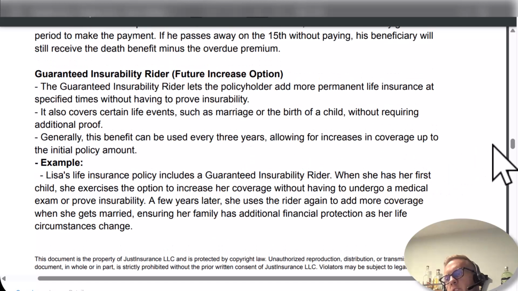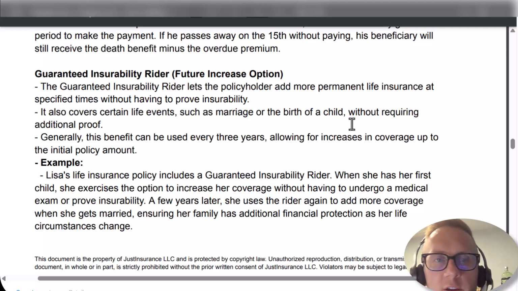All right, next is a rider here, guaranteed insurability rider, the future increase option. The guaranteed insurability rider lets the policyholder add more permanent life insurance at specified times without having to prove insurability. It also covers life events such as marriage or birth of a child without requiring additional proof. Generally, this benefit can be used every 3 years, allowing for increases in coverage up to the initial policy amount.